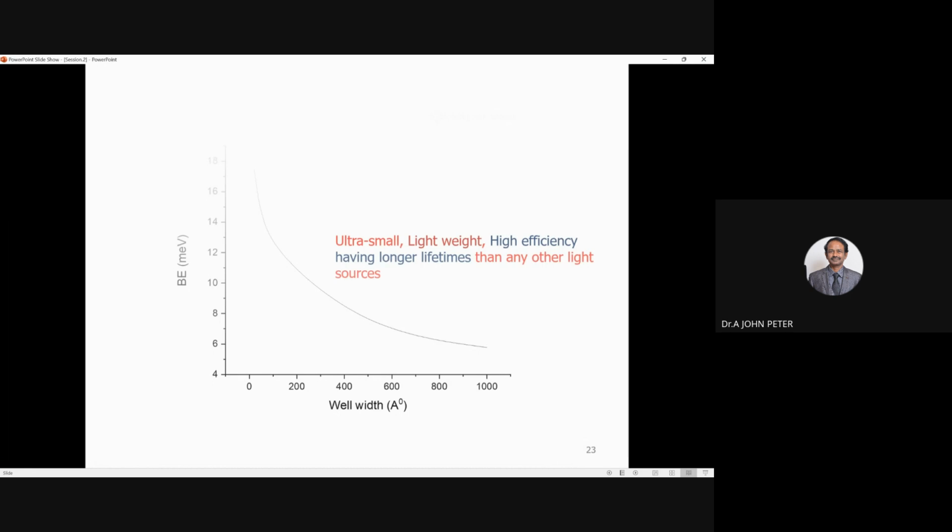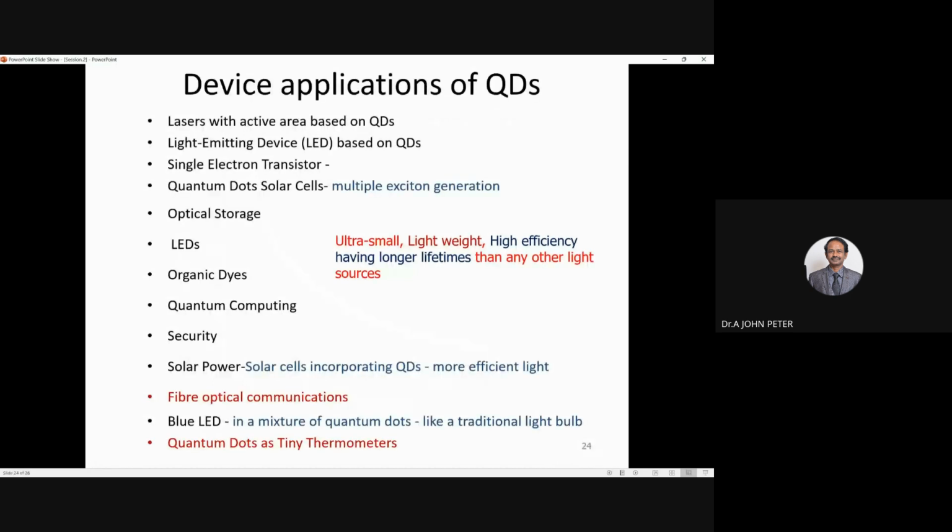What are the applications of quantum dots? A lot of applications are there nowadays: sensors, solar cells, LEDs, organic dyes, quantum computing, of course. Quantum dot systems are available nowadays. It is used in fiber optical communications. Can you remember, as I said in the introduction earlier, fiber optical communications have minimum transmission loss at 1.5 micron. Quantum dots as tiny thermometers are also available.